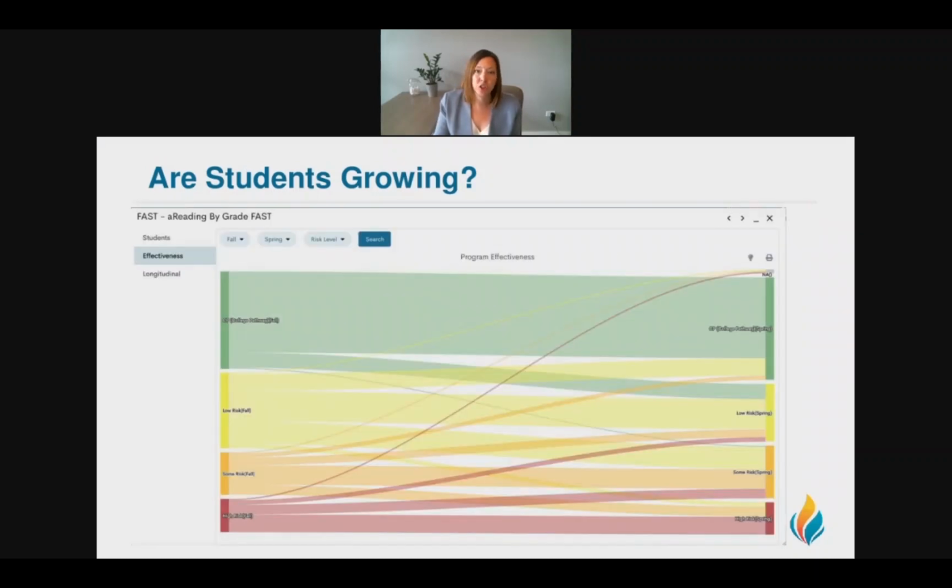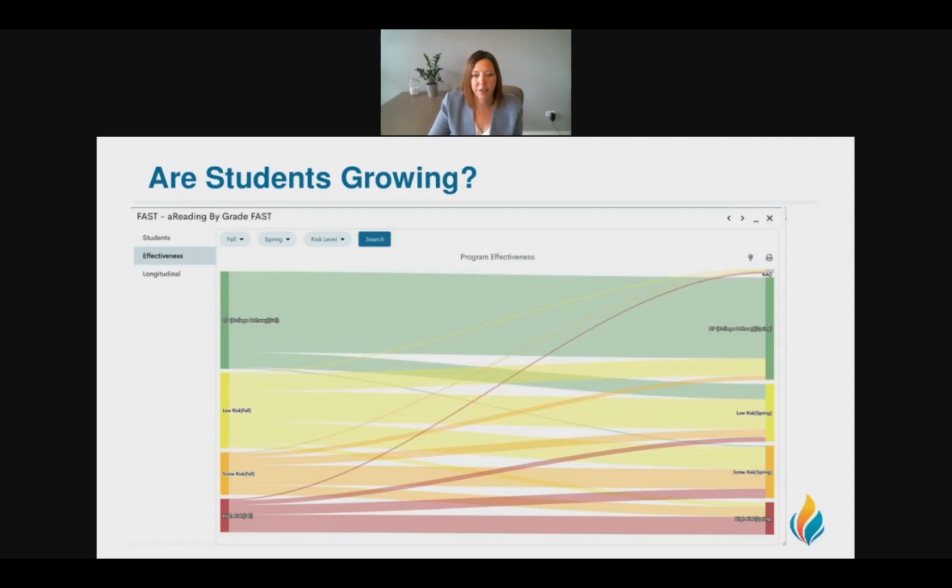In addition to looking at growth for individual students or groups of students that way, and looking at the raw growth that a student makes regardless of where they start in terms of risk, you can also look at the category of risk changes over the course of a year. This is an example of a report that's called an effectiveness report. It's in the EduClimber product. What this is showing you is two time periods. In this case, it's fall and spring.